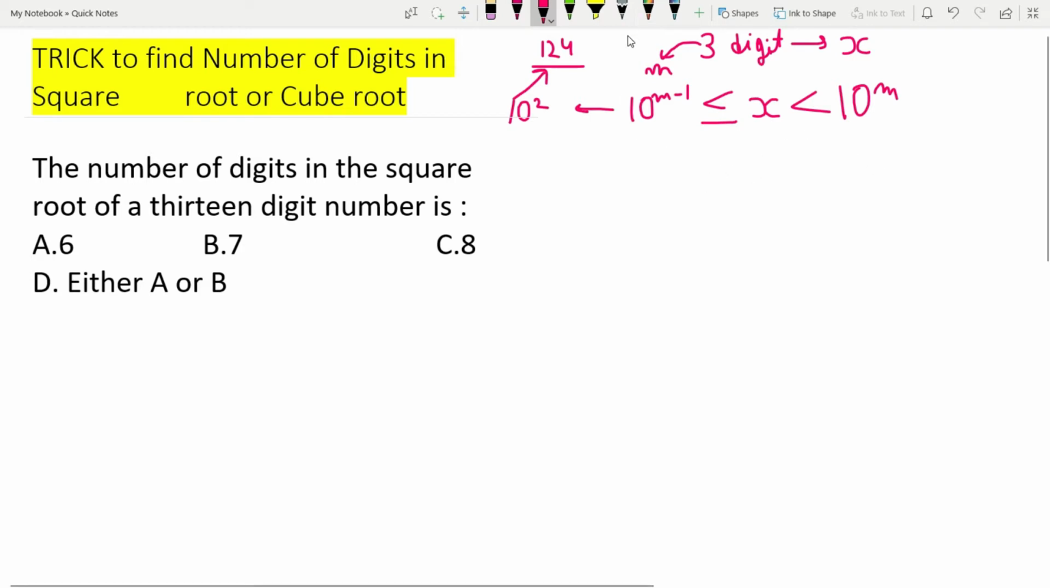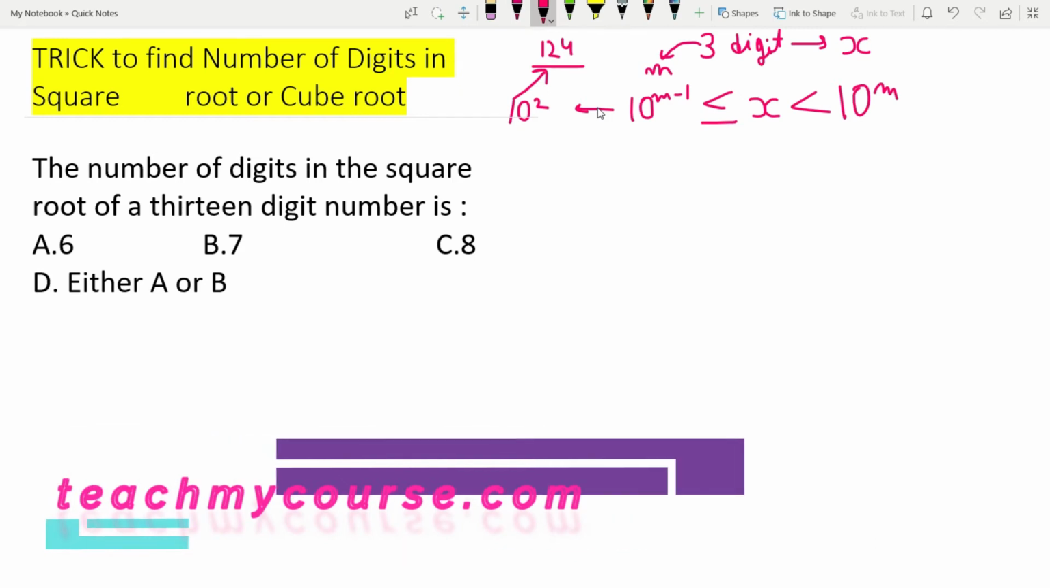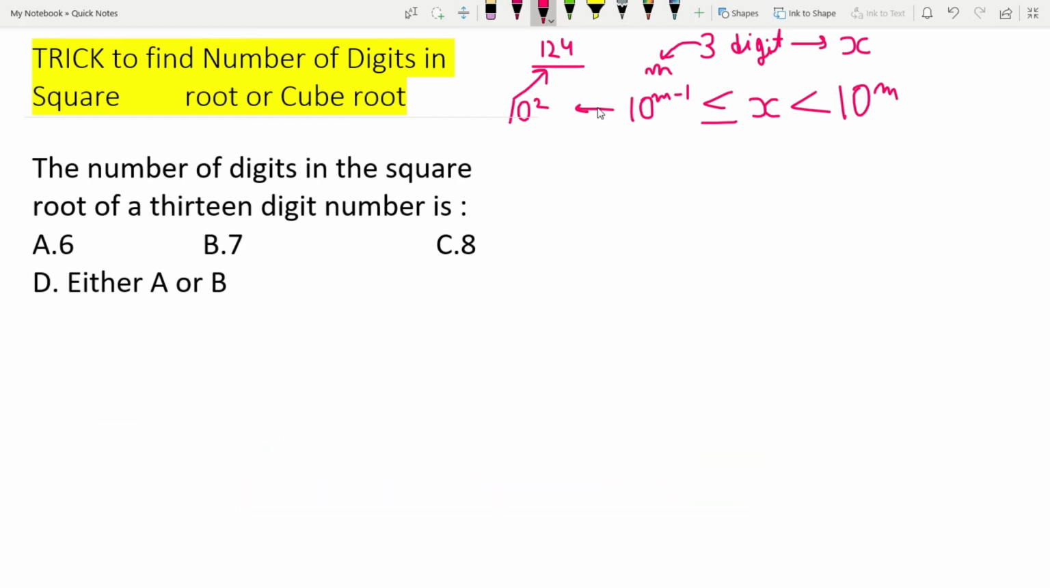I'm discussing with you the entire method, the entire chronology, so that you are able to understand the root of the method. After that, we will discuss the shortcut and the tricks. So x is greater than or equal to 10 raised to the power m minus 1, and x is smaller than 10 raised to the power m. And this holds true for any digit number.